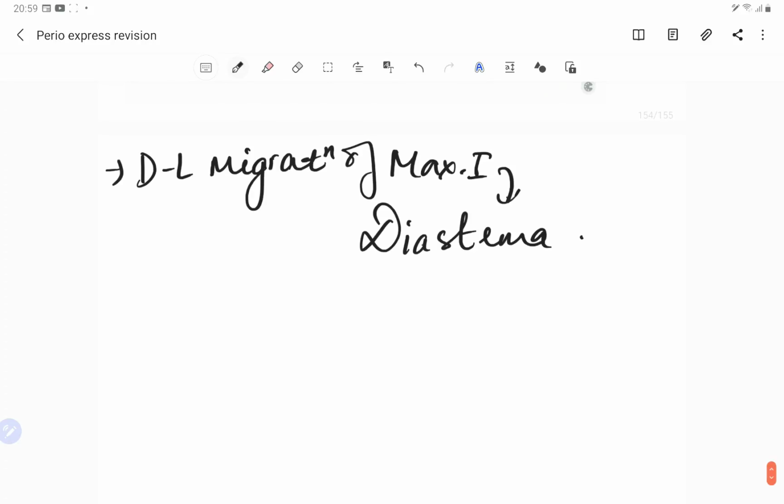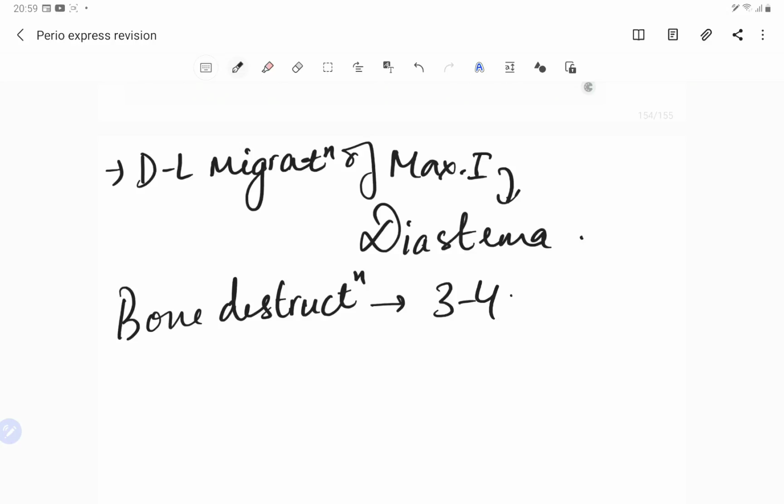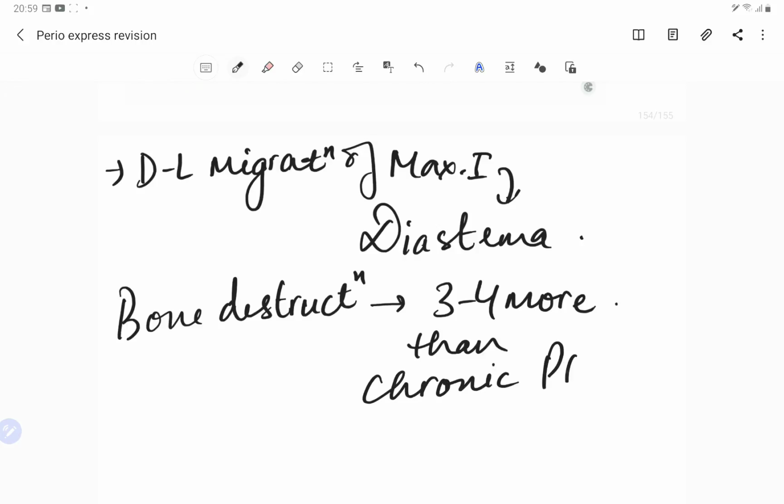And also this rate of bone destruction is so severe that the bone destruction in case of localized aggressive periodontitis is 3 to 4 times more than the chronic periodontitis, because it is aggressive in nature.